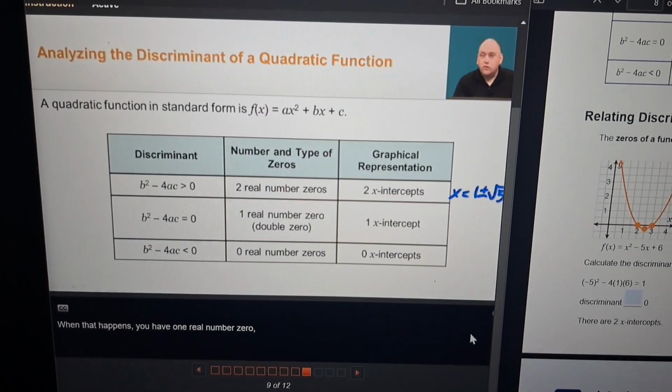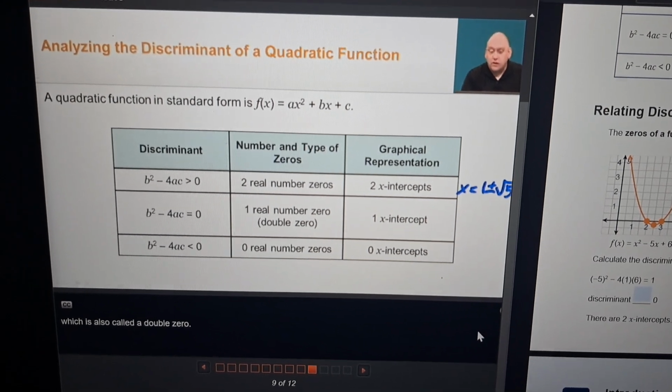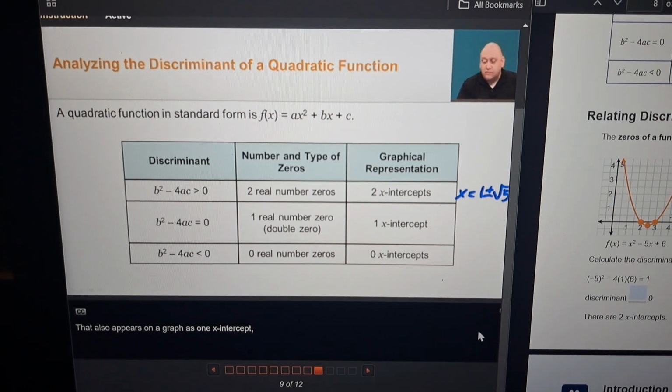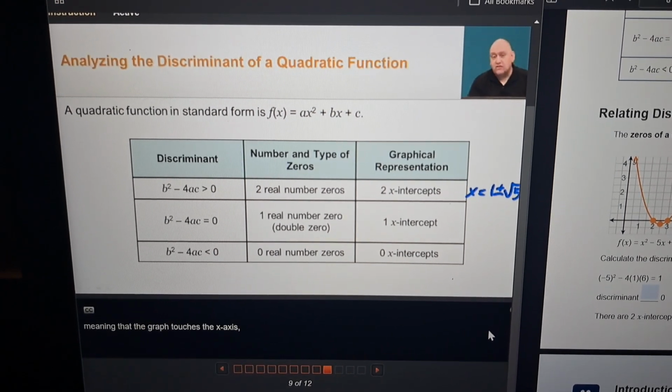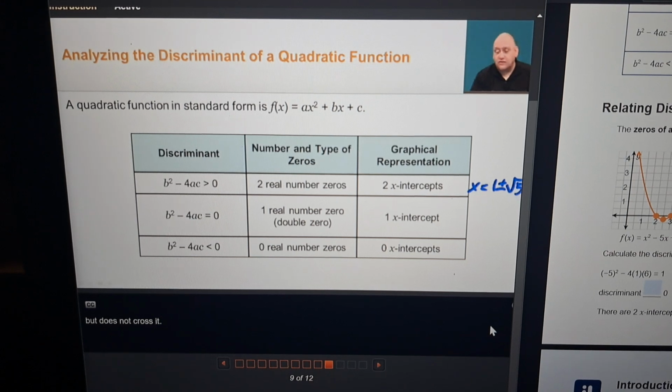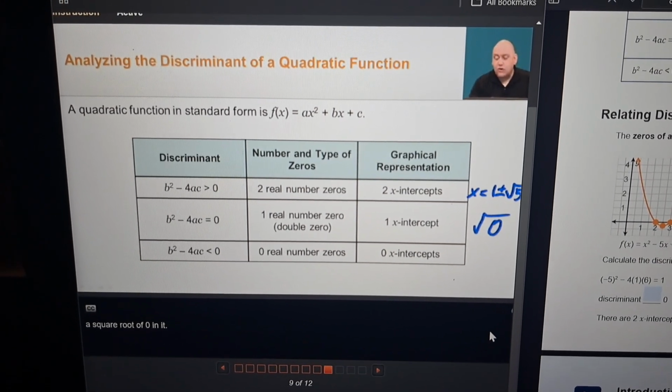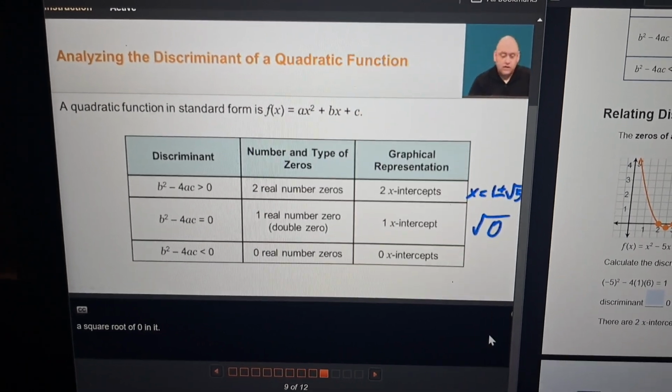When that happens, you have one real number zero, which is also called a double zero. That also appears on the graph as one x-intercept, which means the graph touches the x-axis but does not cross it. This is only going to happen when the quadratic formula has a square root of 0 in it.